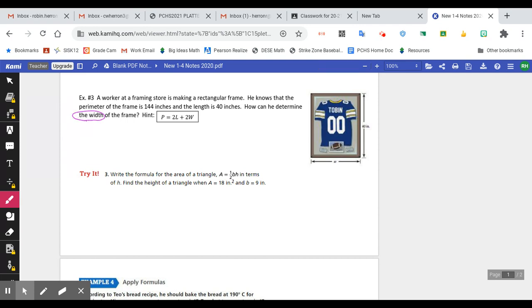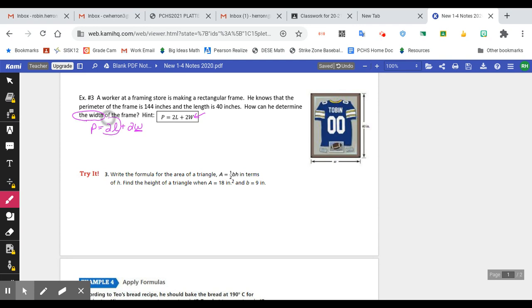So we want to know the width, which means we have to isolate this variable here, W. So let's do the opposite. We have P equals 2L plus 2W. I want to keep W and get rid of all the rest.